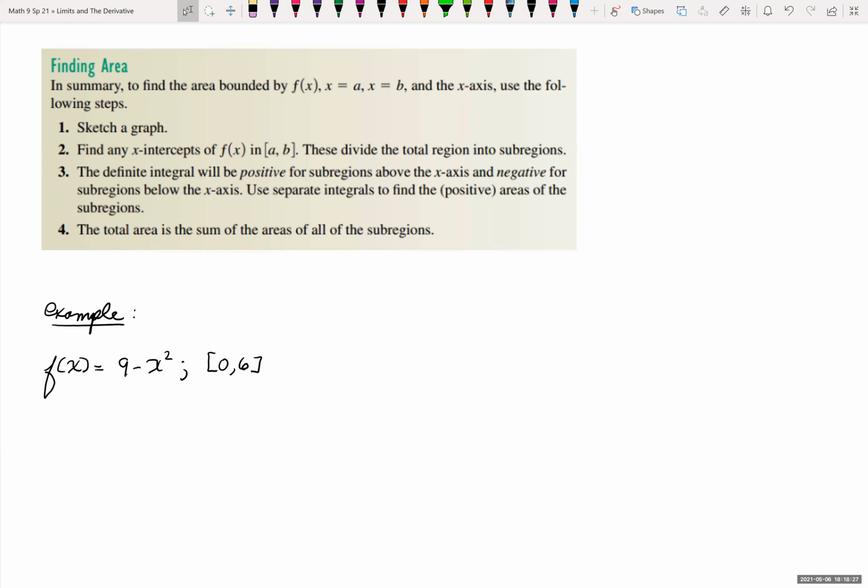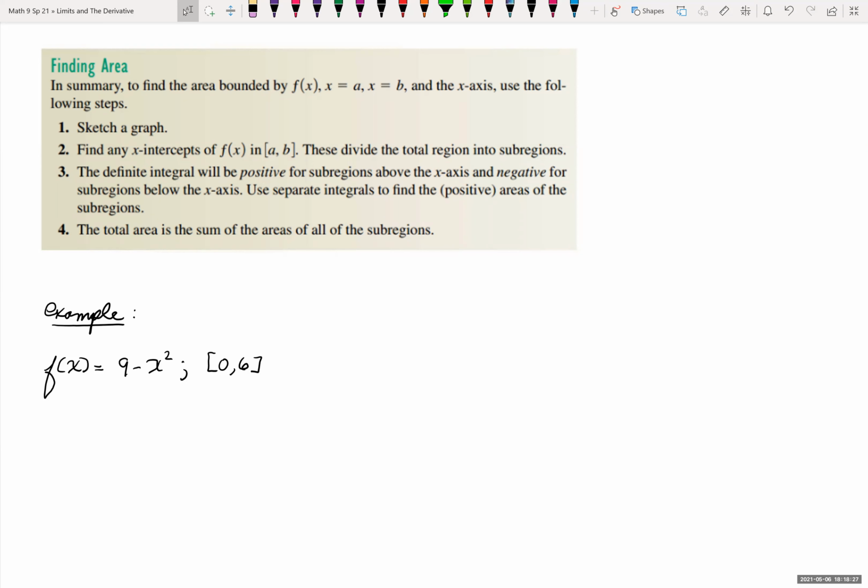But anyway, you're going to sketch the graph, and then we're going to find any x-intercepts of f of x on that interval that we're looking at finding the area. Then divide the region into subregions, depending on if it's above or below the x-axis. The definite integral will be positive for the subregions above the x-axis, and we've talked about how it would be negative for the subregions below the x-axis.